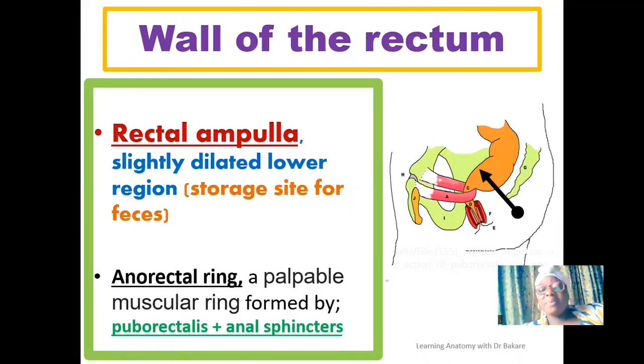Anorectal ring is a palpable muscular ring that is formed by the puborectalis and also the anal sphincter. This is where we have the anorectal ring created. It's just a thickening of muscular band that is created by the puborectalis muscle in association with the anal sphincters. So you feel a thickened muscular band around the wall here that is formed by these structures.